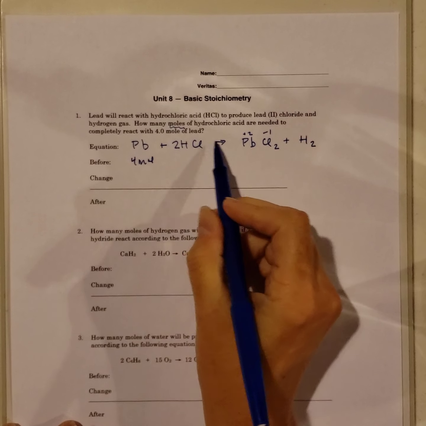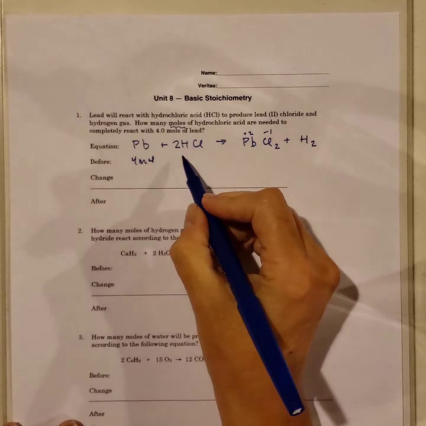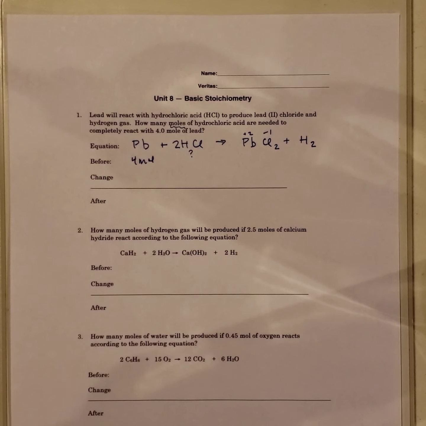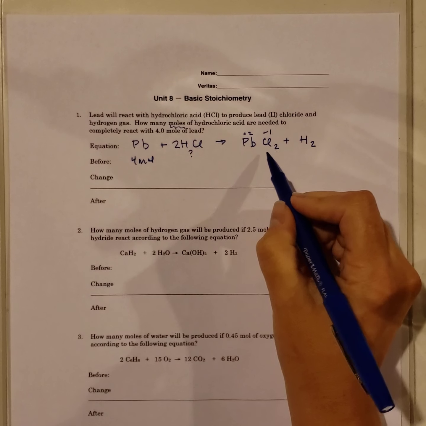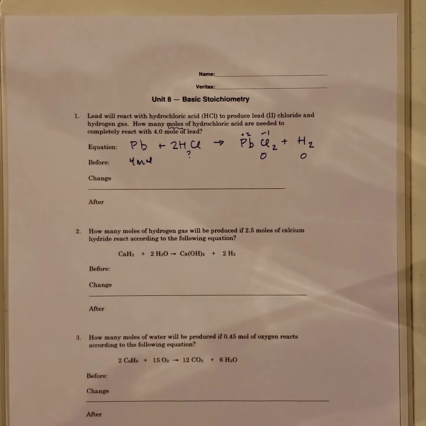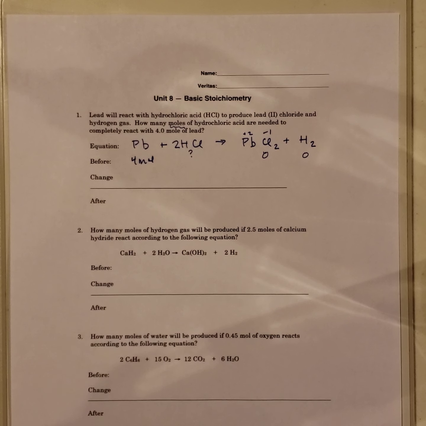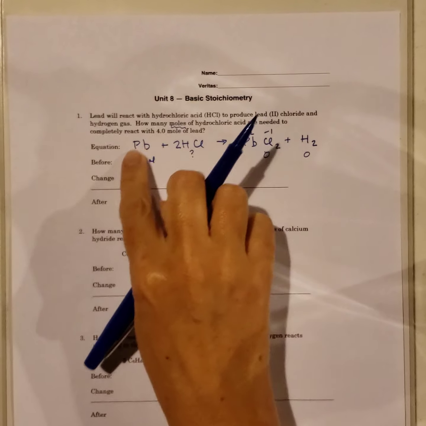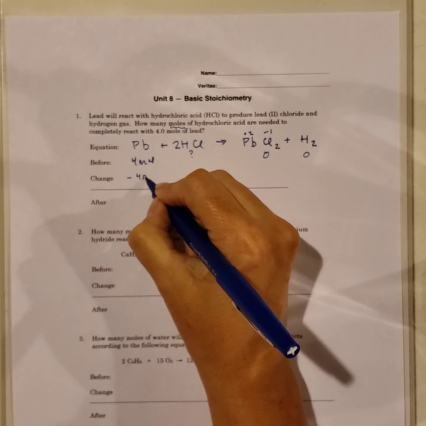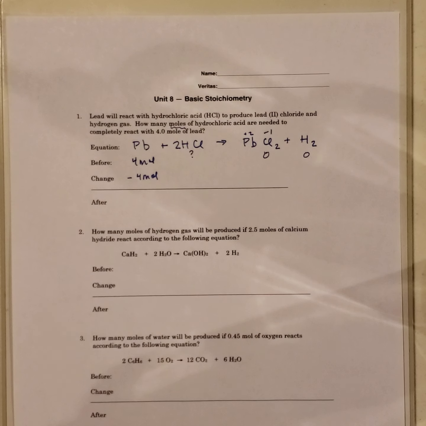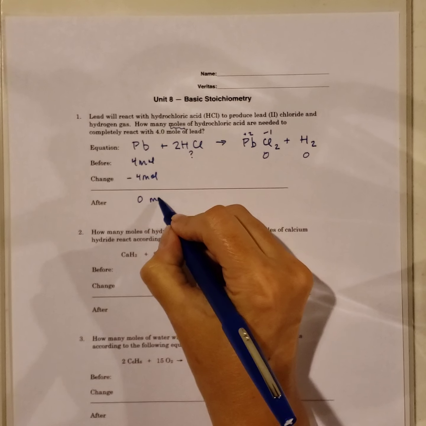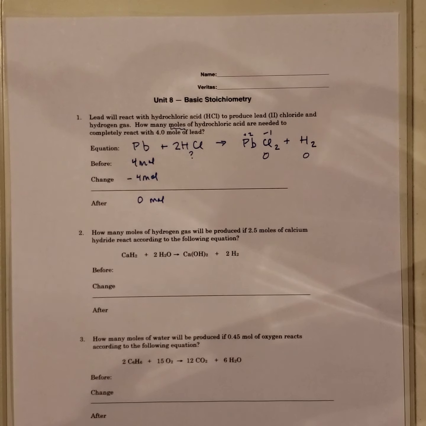I'm asked how many moles of hydrochloric acid are needed. So this is our question. We don't know what it is that we need. When we have our products, these are always 0. So we're assuming that all of this is going to get used up. So we subtract 4 moles. And at the end, this will all get used up and it will be 0 moles.